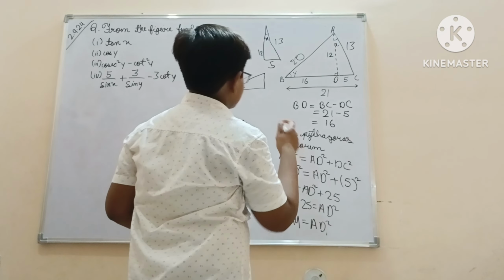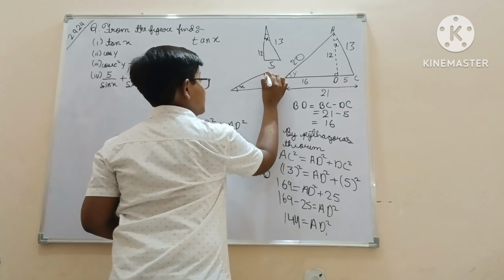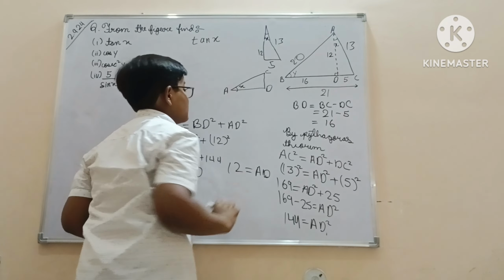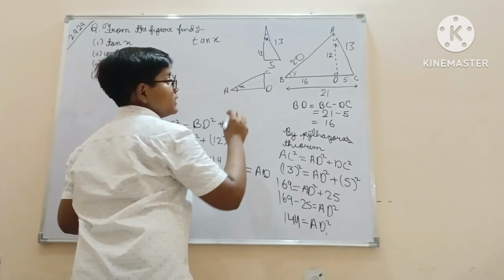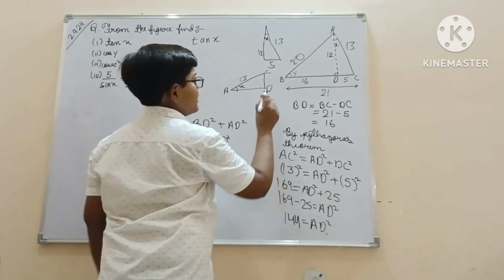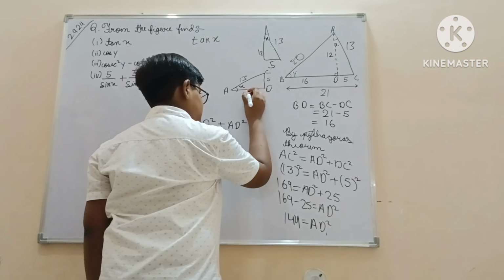So it will be x, and the right angle is D. Right angle is D and C, and this will be A. Now AC's value is given to us, which is 13. DC's value is 5 and AD's value is 12.